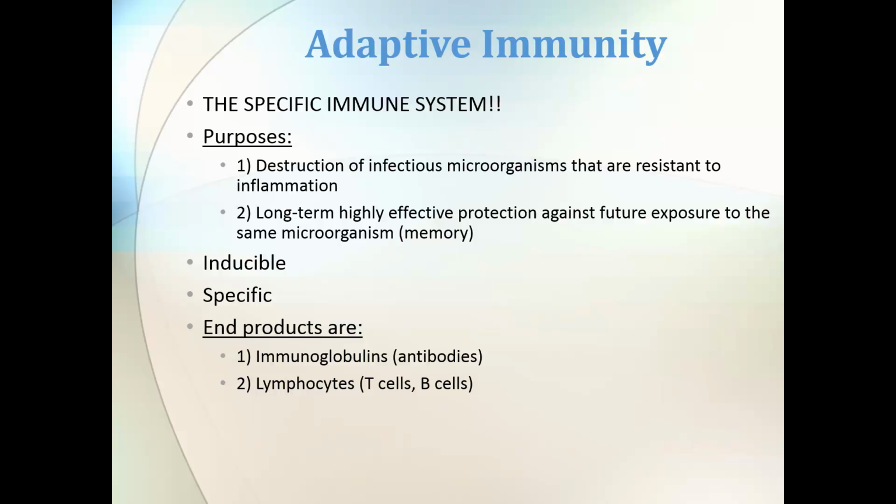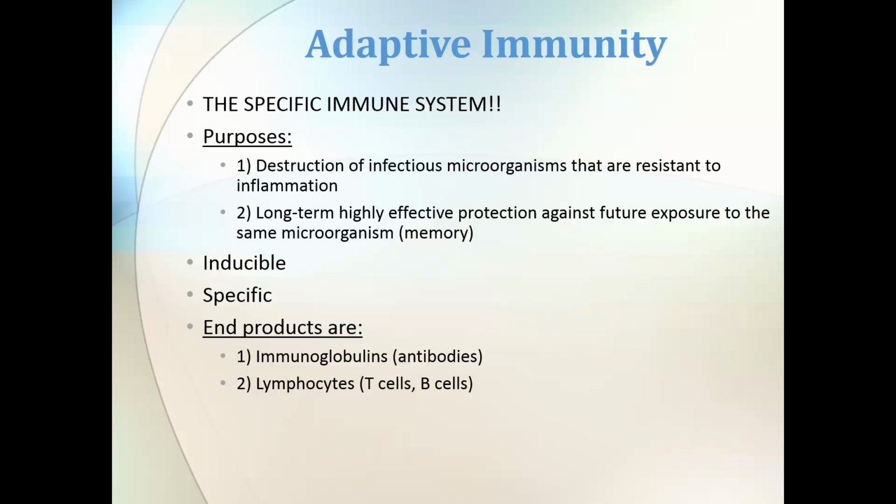We know that the second line of defense is inflammation. We know that it's very effective. It's fantastic, but it's not specific, and sometimes it's not enough. We need that third line of defense to kick in, and that is where adaptive immunity comes into play.